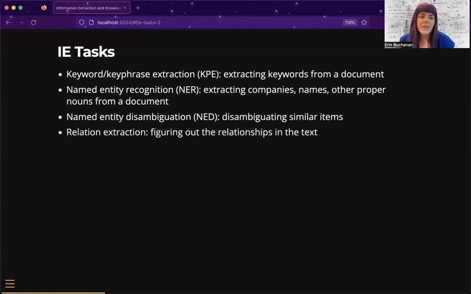Okay. And then relation extraction. And this is figuring out the relationships in text. So if I said Scott kicked the ball, you would understand that Scott is the one who's doing the kicking. Okay. And that can often be done with dependency parsing, but there are a couple of other co-reference options as well.